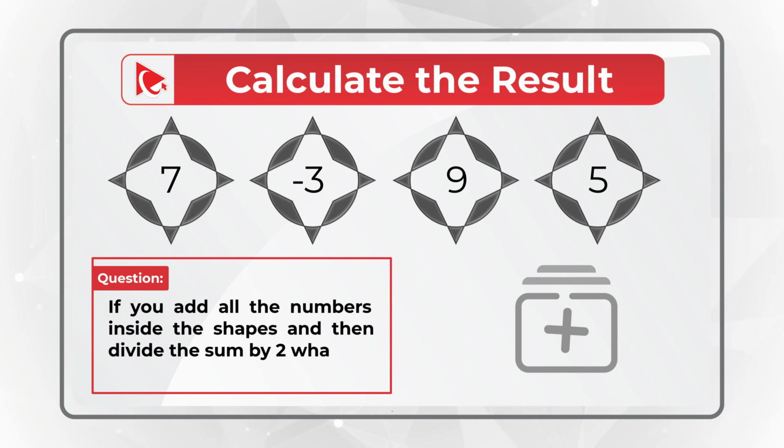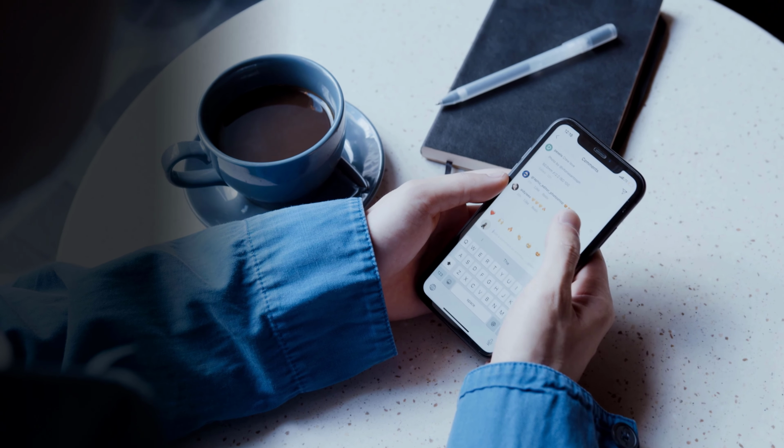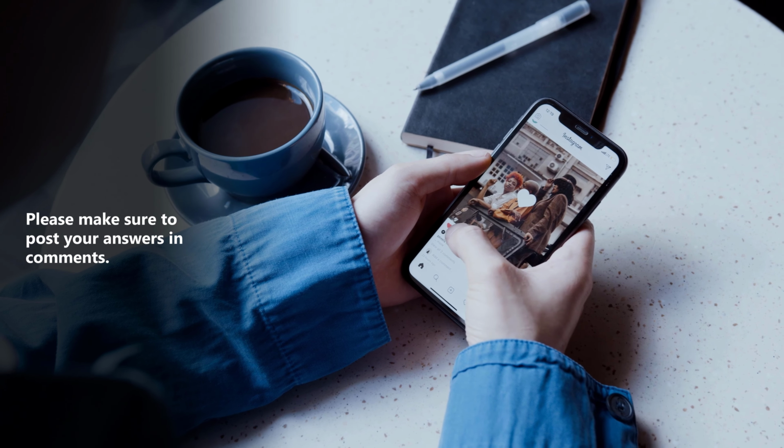The pattern here is that to calculate the number on the top of the triangle, you need to use the inside upper number added to the number on the right, and then you subtract the left number. For example, for the blue triangle, which has all the numbers, the calculation is 3 plus 7 minus 4 equals 6. For the green triangle, the calculation is 5 plus 9 minus 4 equals 10. And for the yellow triangle, the calculation is 2 plus 4 minus 2 equals 4. So the correct choice here is answer A, 10 and 4. Did you figure it out? Please make sure to post your answer, rationale, and thought process in comments.